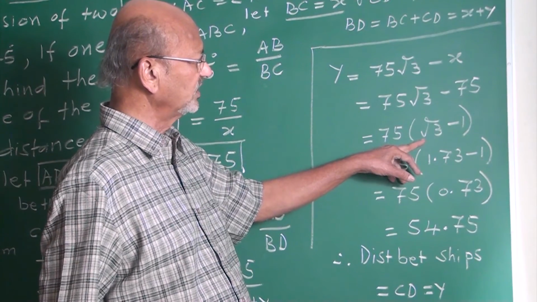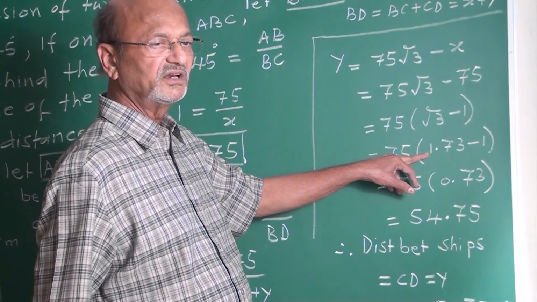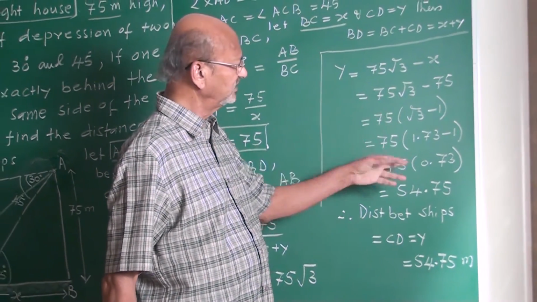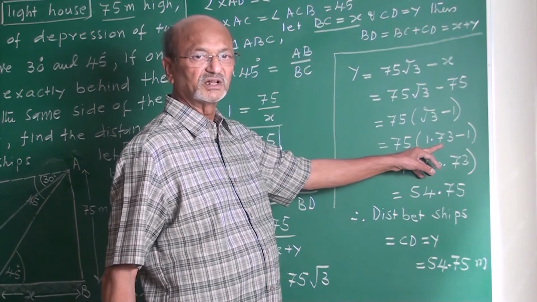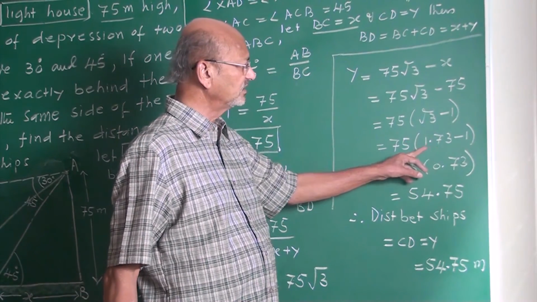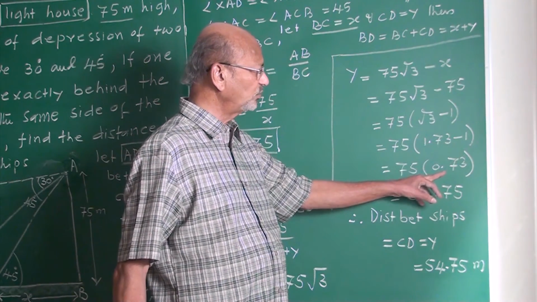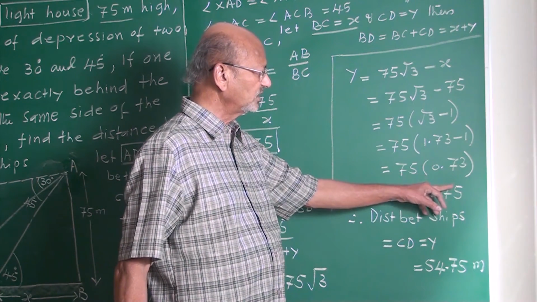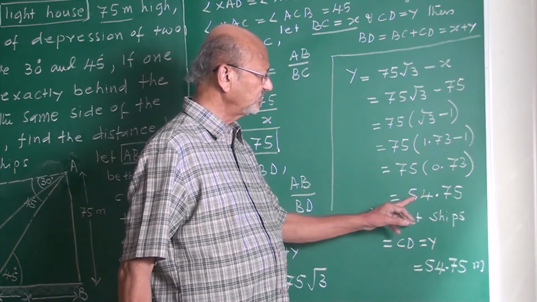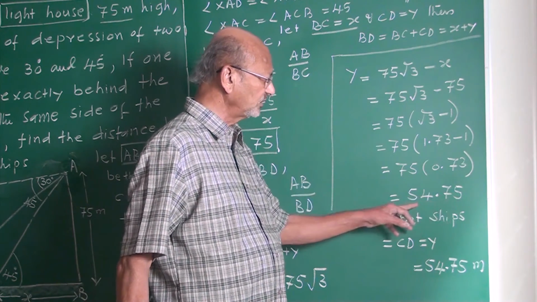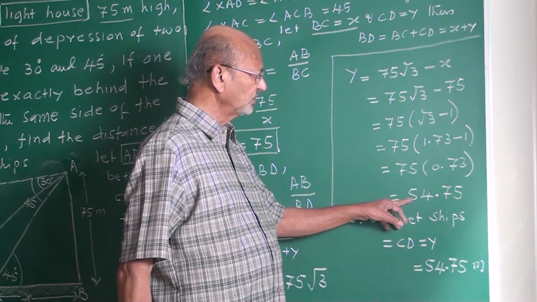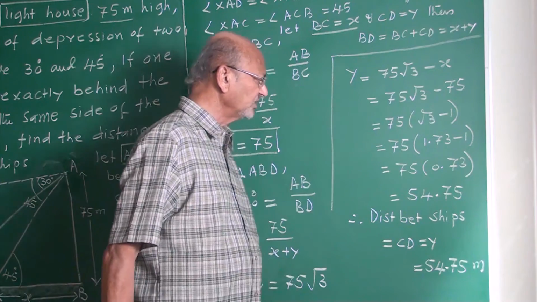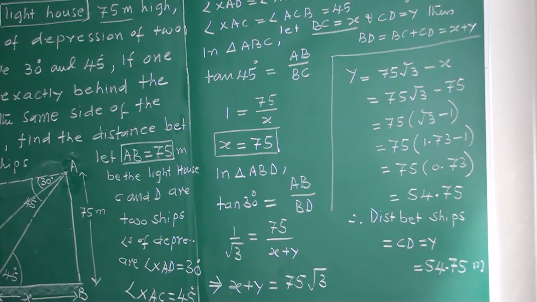What is the value of root 3? 1.73. In some books it is given as 1.732, three digits. Take two digits; the third digit is less than 5, so 1.73. 1.73 minus 1 is 0.73. If you simplify it, 73 upon 100. 75 into 73 is 54.75. This is y.